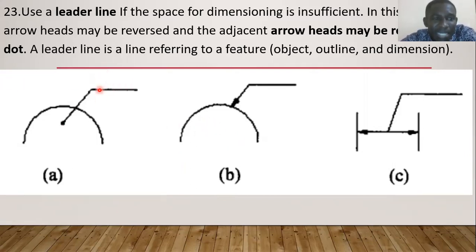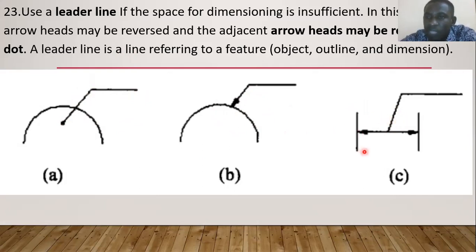Now, when the leader line is showing something inside of the feature, like you can see in part A, you use a dot. Up until now, we have been using arrows for dimension lines and faint lines for extension lines. But here, because of space limitation, we are using something we call a leader line. If it's pointing to the inside of the object, you terminate the leader line with a dot. And if it's pointing to something on the surface, you terminate it with an arrow, as you can see here.